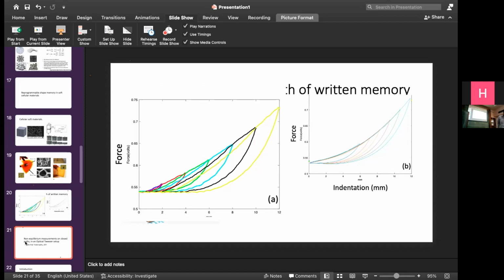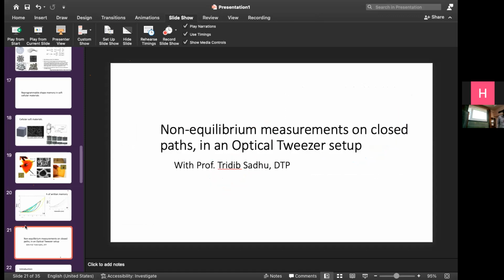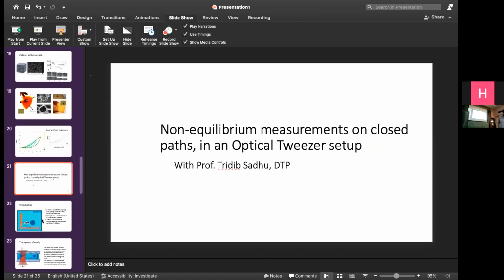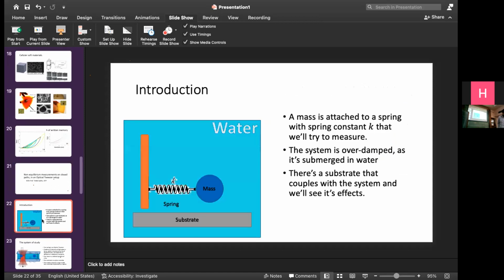Maybe we can finish it off and then take more questions. Okay, 5 minutes only now. This is my last project that I'm showing. This is in collaboration with Professor Trideep Sadhu from DTP. And what we are forming is an optical tweezer.